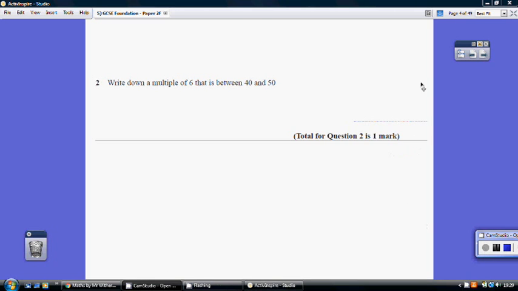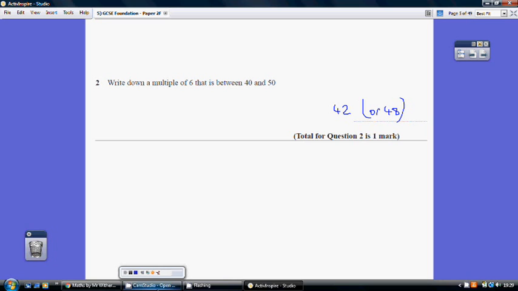Question 2. Write down a multiple of 6 between 40 and 50. So something in the 6 timetable between 40 and 50. So 42, because 7 6s are 42, or 48.